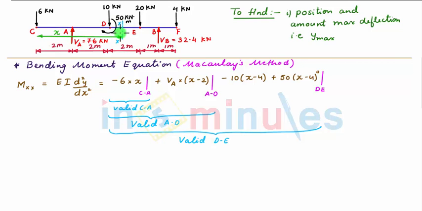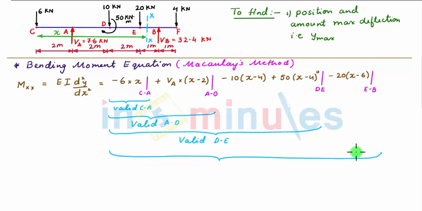Now again, moving the section XX towards right beyond point E such that the section now is between point E and B. Now writing the bending moment about section XX, we see that there is an additional anti-clockwise moment caused due to this downward force of 20 kN acting at a distance of x minus 6 meter. So we have minus 20 into x minus 6 meters. Now since this equation is valid between point E and B, let's put it under another partition EB, and this much part of the equation is valid between point E and B.